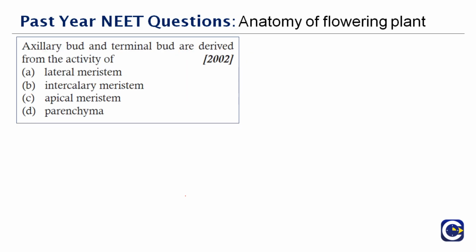Next question here. Axillary bud and terminal bud are derived from the activity of dash. So terminal bud is present at the tip while axillary bud is somewhere in between. Now, the options are apical meristem, parenchyma, intercalary meristem and lateral meristem. So it should be one of these.